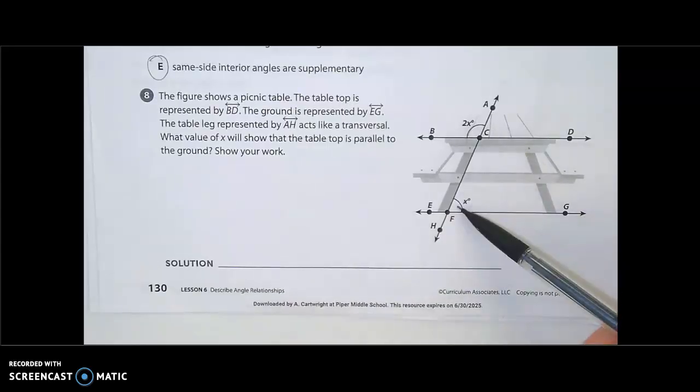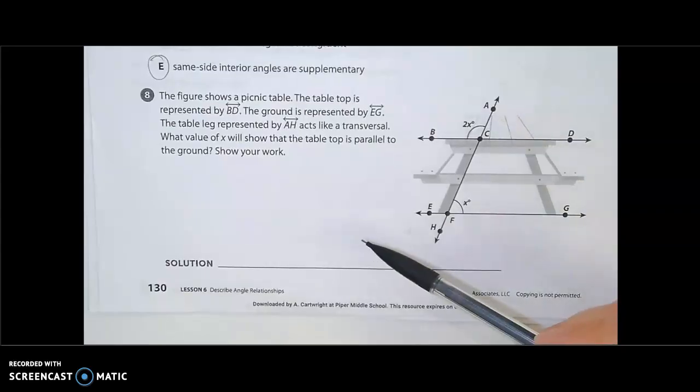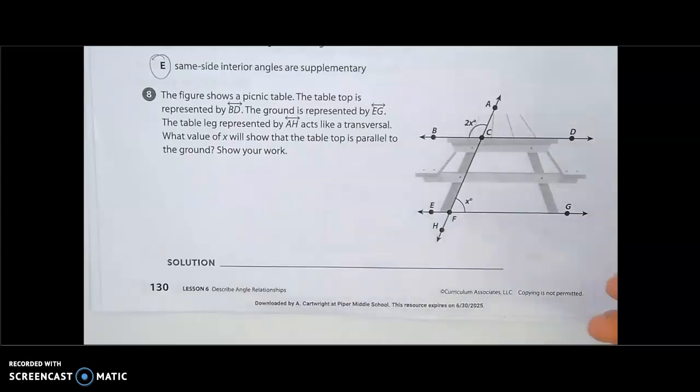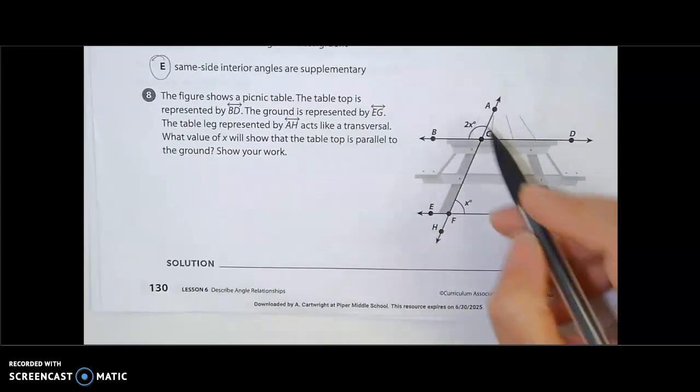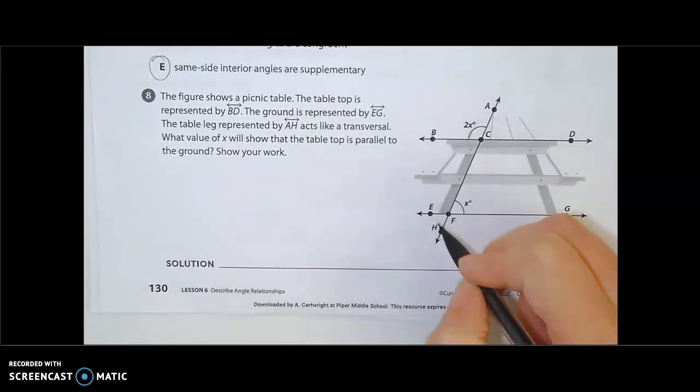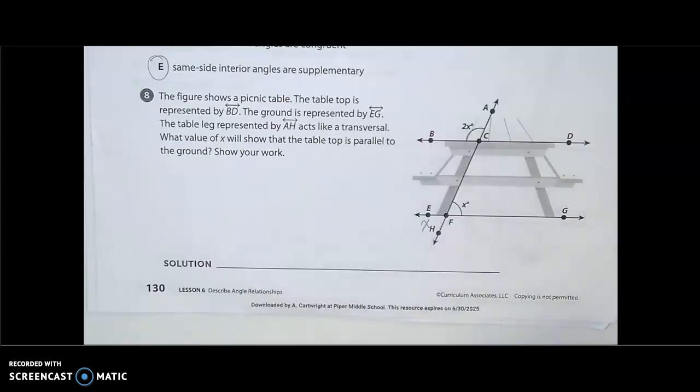Well, when I look at the angles, I have one inside, one outside, but they're not on the same side. So I can't call them corresponding angles. So I'm going to need to move one of my angles using vertical angles. I can either move my 2x in or my x out. I'm going to move my x out.